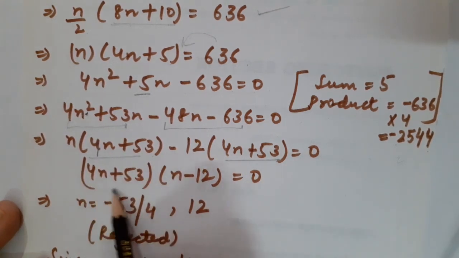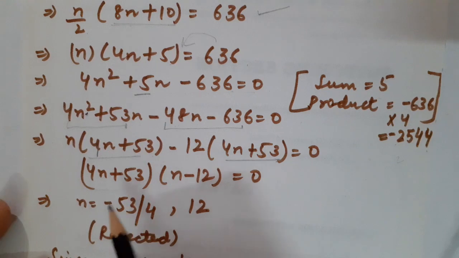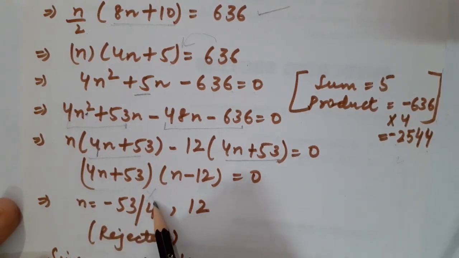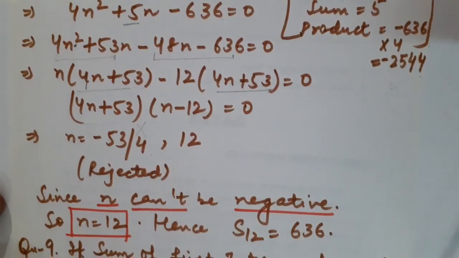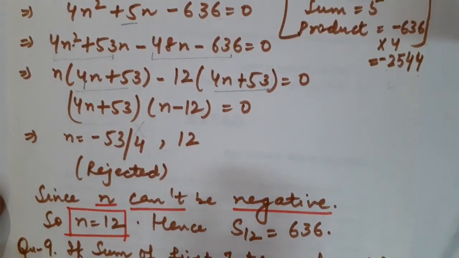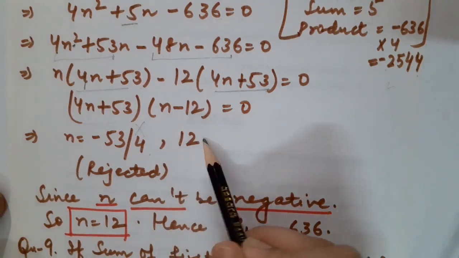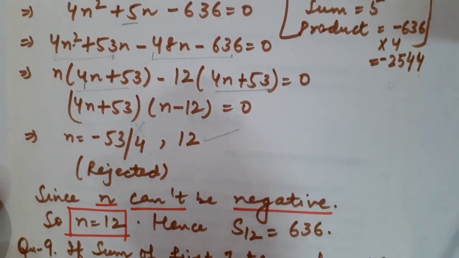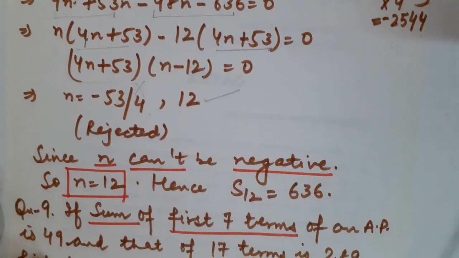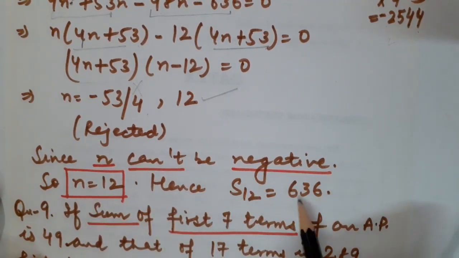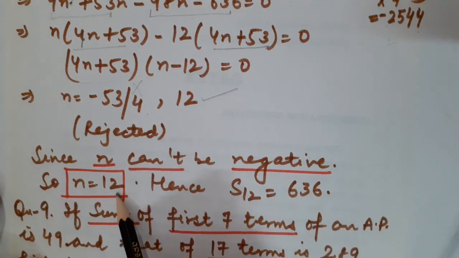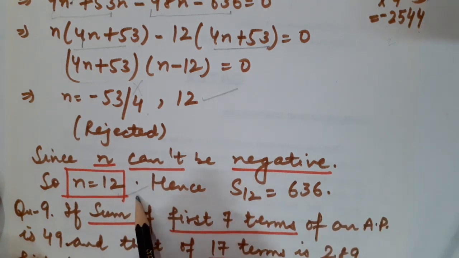So children, while putting this very expression equal to 0, I have got n is equal to minus 53 upon 4, which would be considered as the rejected value. Reason? Because n is a positive integer, it can never ever be negative. So n is equal to 12. This is the answer of this question. So Sn, which is equal to S12, is equal to 636. And what is the value of n over here? That is 12. Correct students?